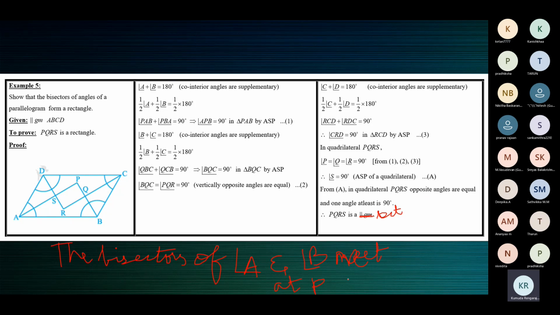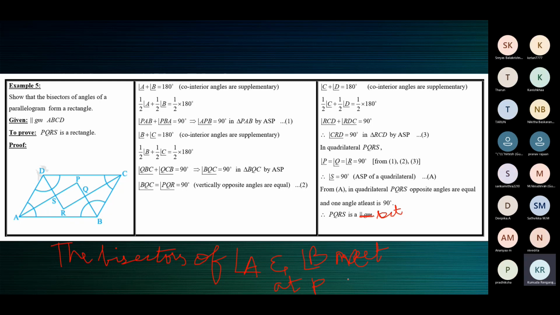Yes, Shreyas. Ma'am, do we have to write that from A in quadrilateral PQRS there? Do we have to write what? The last line of that. No. Therefore, PQRS is a rectangle. Now it's correct, I corrected it. Instead of rectangle, I wrote parallelogram. That's all. Okay.